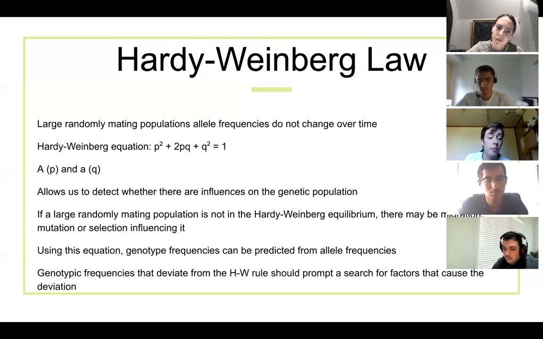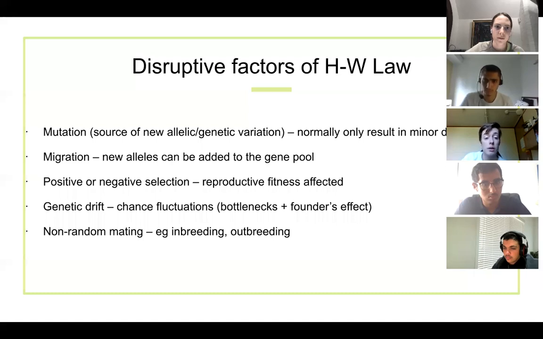So say you've got big A for brown eyes and little a for blue eyes. We can put these in the equation, and if that doesn't equal 1, then we know that there's something else affecting it. But it should equal 1 because they're in a large randomly mating population.